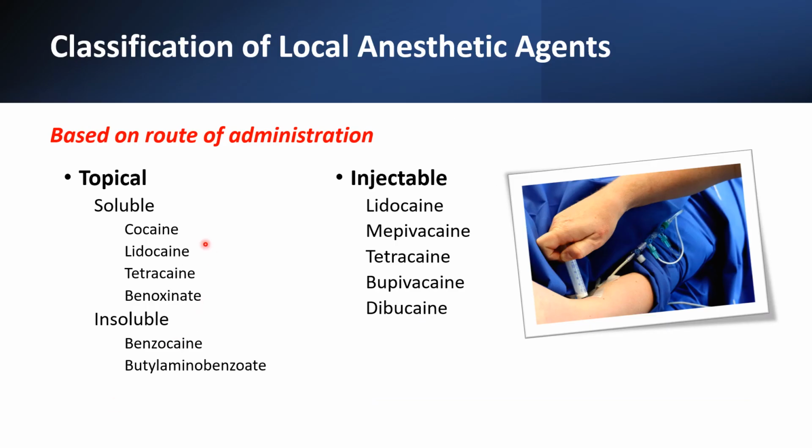Well, again, the local anesthetics can be classified based on the route of administration, for example, topical and injectable. The topical agents include soluble agents such as cocaine, lidocaine, tetracaine, benoxinate, and insoluble agents like benzocaine and butylaminobenzoate. Injectable anesthetic drugs are lidocaine, mepivacaine, tetracaine, bupivacaine, and dibucaine.